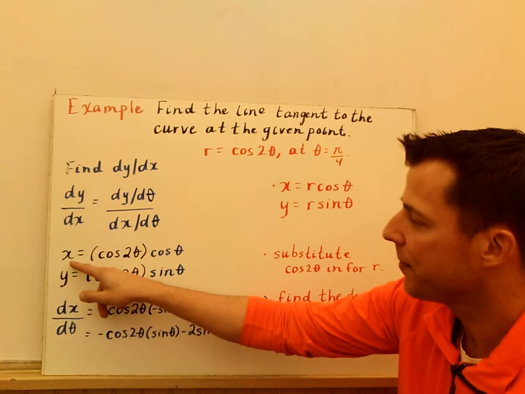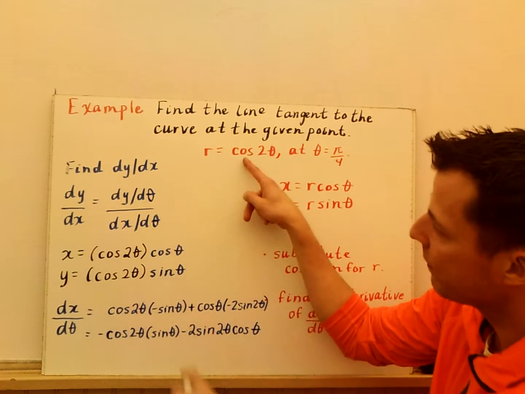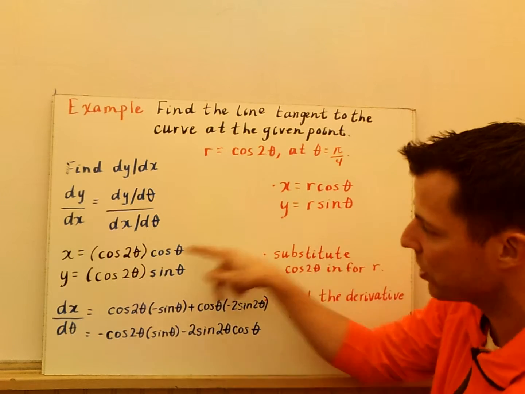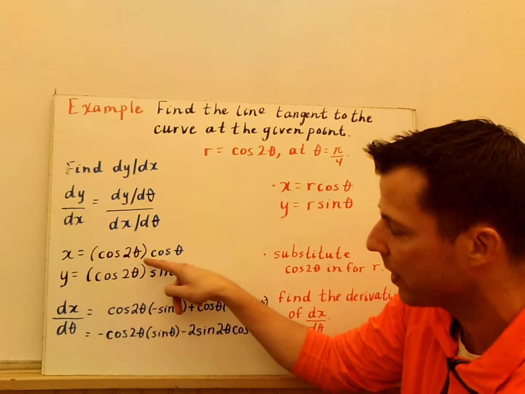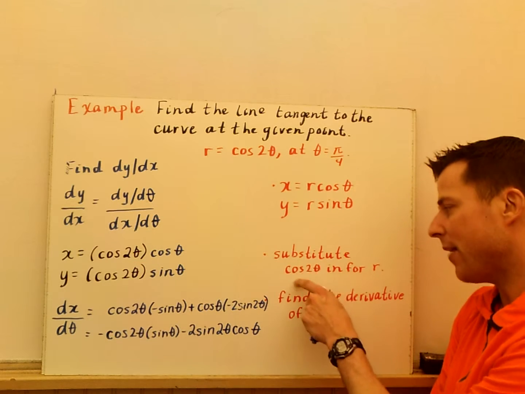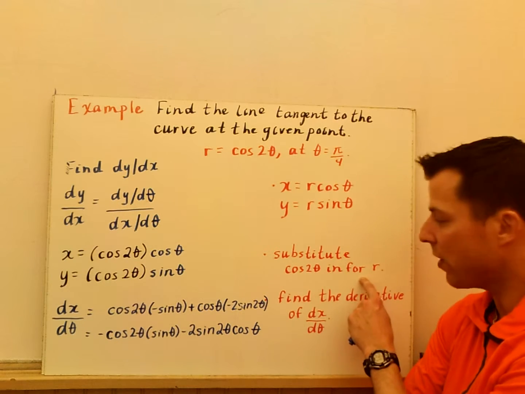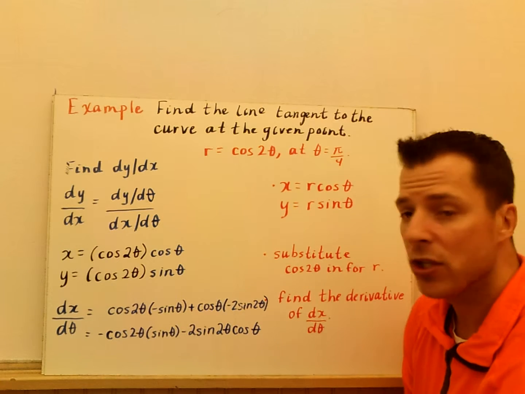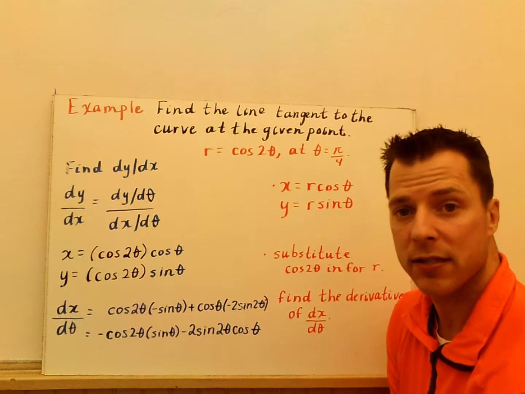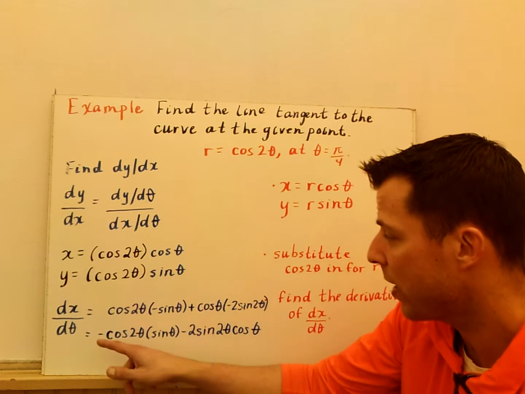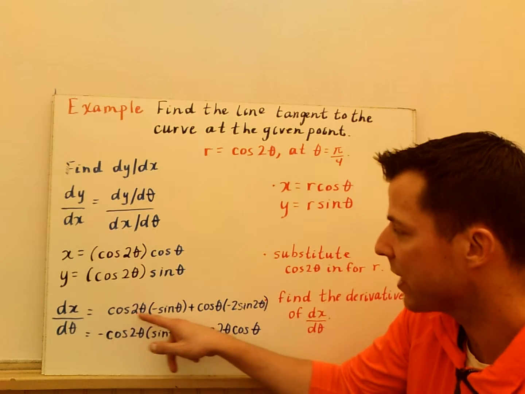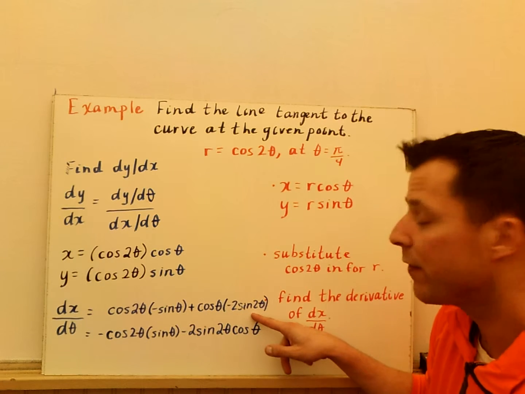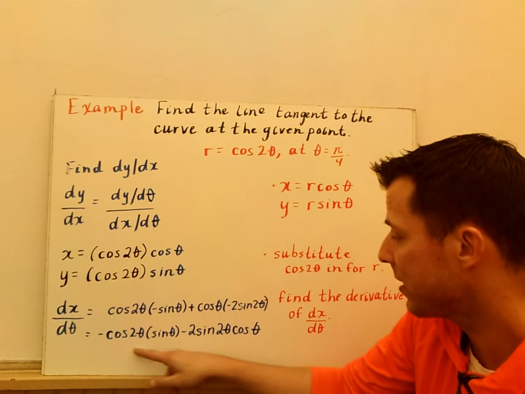So in order to do that, I'm going to substitute what I have for r into these parametric equations. I've done so in black here. Okay? So now, after I substitute cosine 2 theta in for r, I'm going to find the derivative using the product rule. So I'm going to do dx d theta first because it's first in the alphabet, x before y. So here is the first times derivative of the second plus second times derivative of the first, okay? And then I clean this up a little bit.